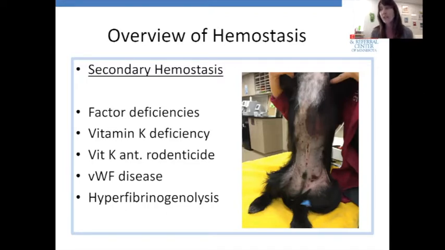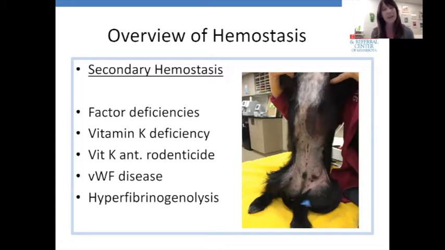So hemophilia A, for example, which is a deficiency in factor 8, or hemophilia B, which is a deficiency in factor 9. And then we're also going to focus on vitamin K deficiencies with secondary hemostasis, because of course vitamin K is necessary for a lot of clotting factors. So those animals that have low levels of vitamin K, for example, are going to have a clotting deficiency.